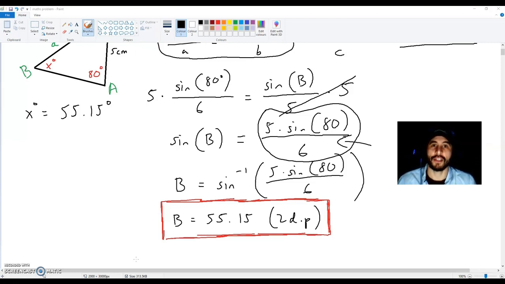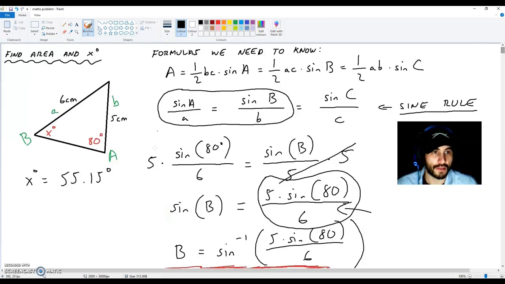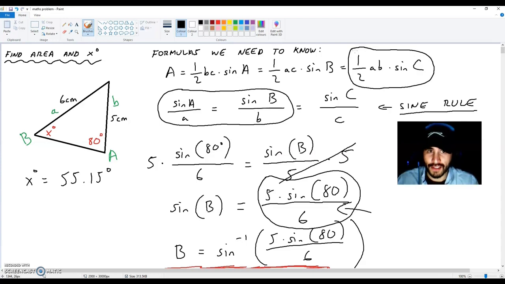Now we need to move on to the second part. We need to find the area of this triangle. In order to find the area of this triangle, we are going to use the formula half AB times sine C. However, under the current circumstances, we only know the value of small a and small b. We do not know the value of big C. And this is where the value of x is going to come into play.